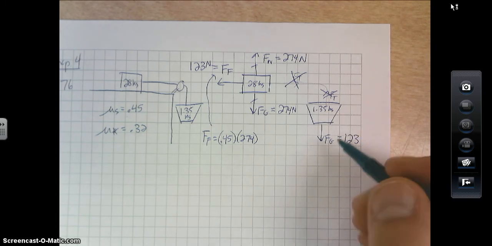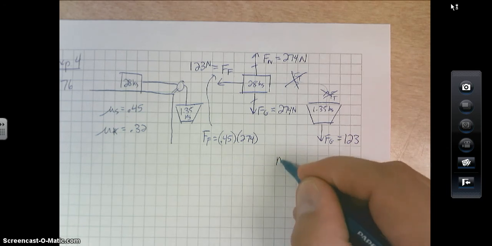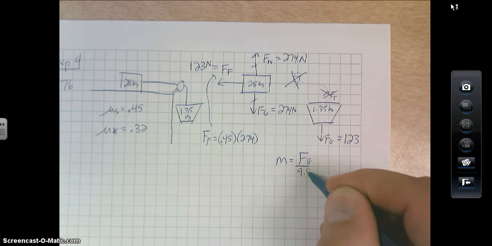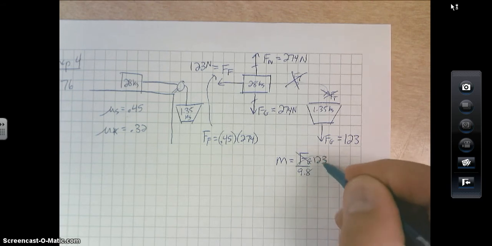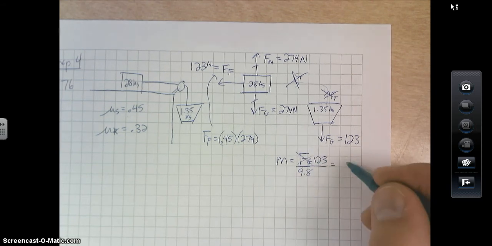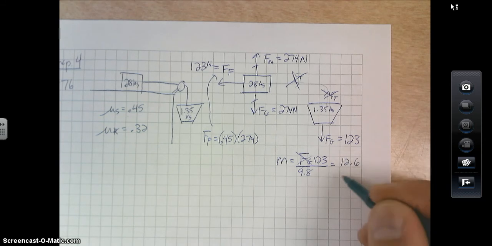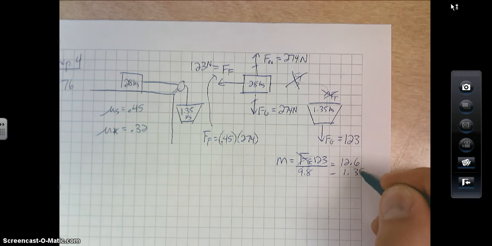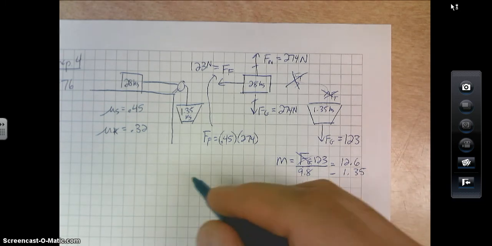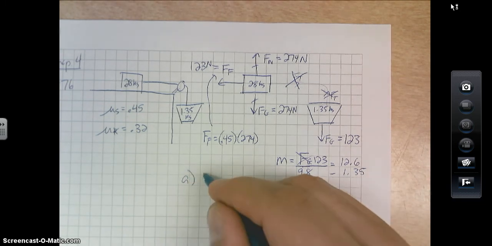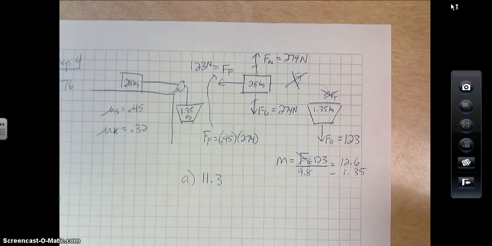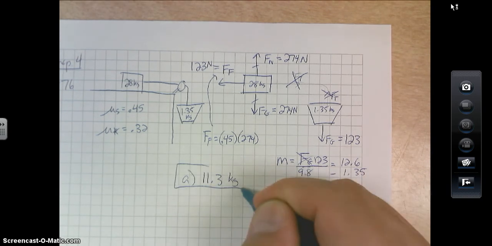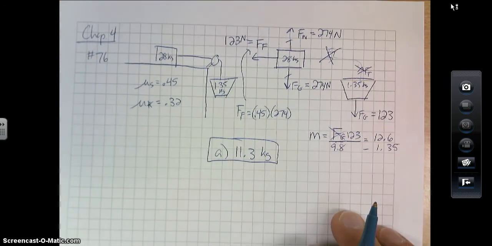Okay, so if I want to find the total mass, F of G divided by 9.8, or in this case 123 divided by 9.8, you end up with 12.6, but don't forget you also have to subtract off the 1.35 kilograms. So for letter A, the amount of sand that you would need would be the difference, and I'm going to round to 11.3 kilograms of sand added. Okay, so that's the first part.